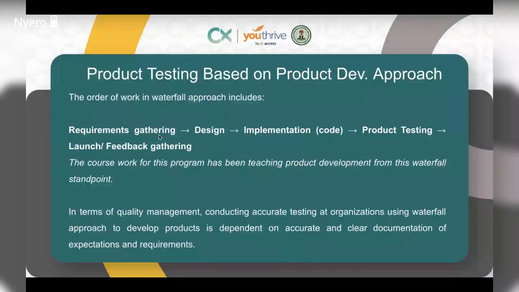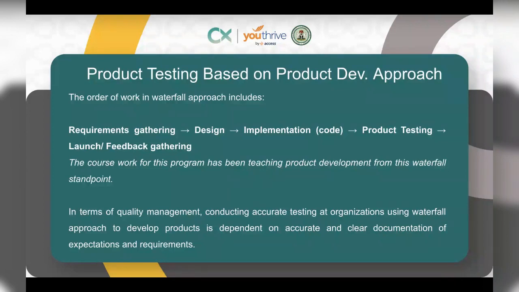Now, this coursework has been teaching product development from a waterfall standpoint. If you notice, every stage of the coursework has been taught in the form of waterfall methodology. We're telling you that you do user research, you do market research, then you write your PRD, then you do design, then you hand over the design and PRD to your developers, then they give you back the build, then you test, then you launch, right? And launch involves working on marketing. So we've been using the waterfall framework.